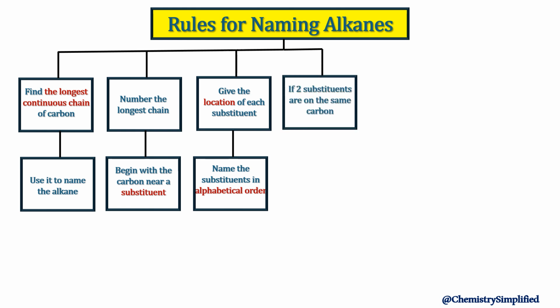Moreover, if two substituents are on the same carbon, we use the number of that carbon twice. For instance, if we have an ethyl on carbon 2 and a methyl on carbon 2 as well, we'll say 2-ethyl, 2-methyl.